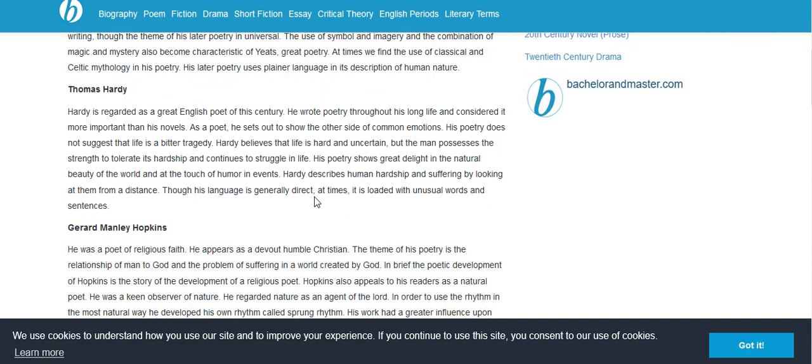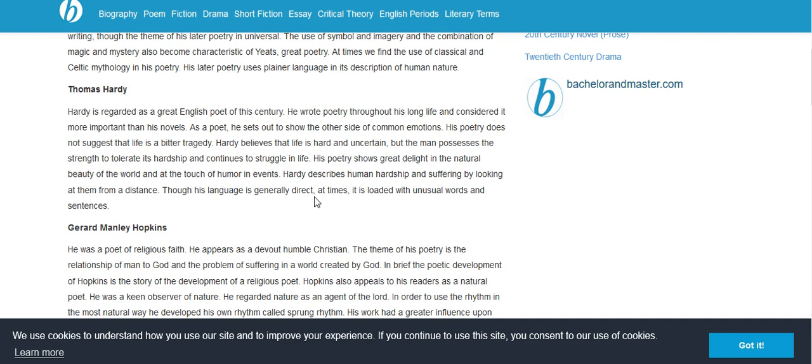Thomas Hardy, another famous modern poet. Hardy is regarded as a great English novelist and poet as well of this century, the modern century. He wrote poetry throughout his long life and considered it more important than his novels. As a poet, he sets out to show the other side of common emotions. His poetry does not suggest that life is a bitter tragedy.